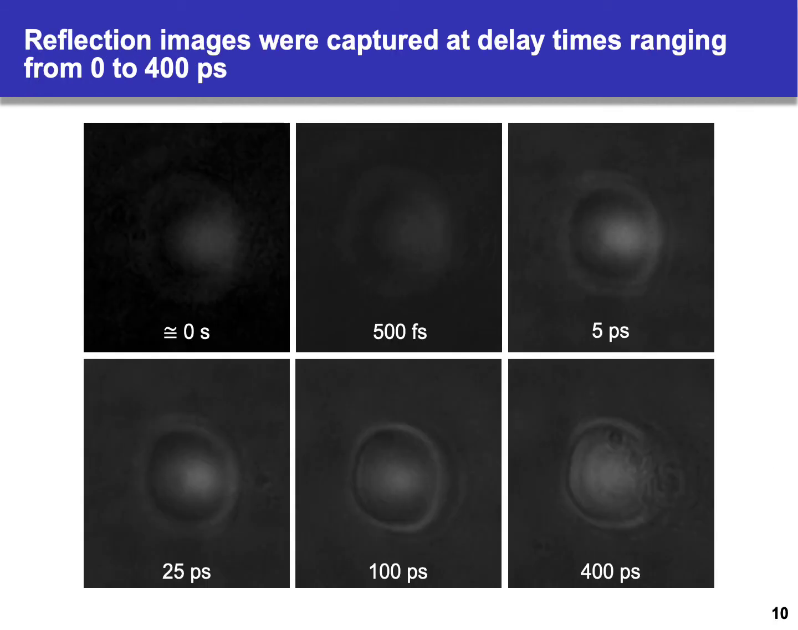So reflection images were captured at delay times ranging from 0 to 400 picoseconds. Starting off with 0 delay image, there is little reflectivity. After 500 femtoseconds, the reflection becomes a little more intense, but there is still not much noticeable change. By 500 picoseconds, you can see a subtle ring forming on the outside of the interaction area, and at 25 picoseconds, it becomes even more defined.